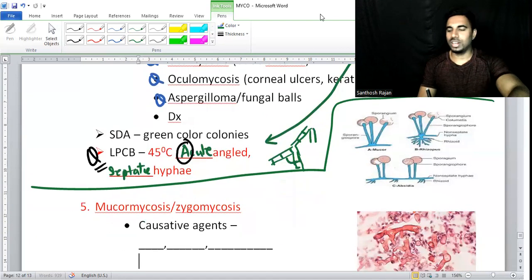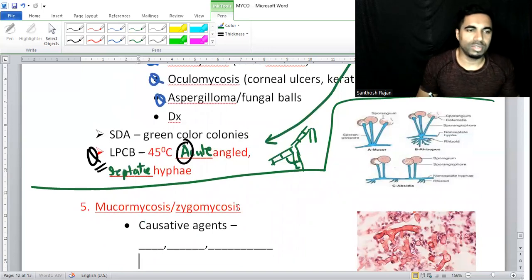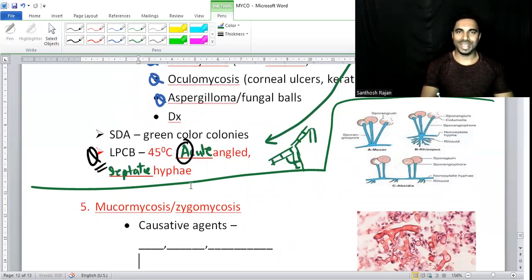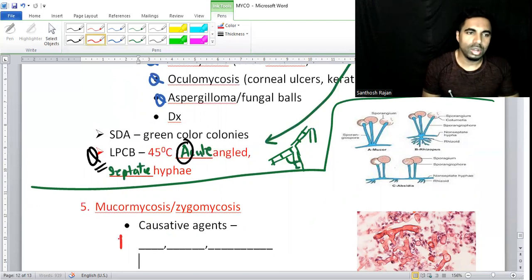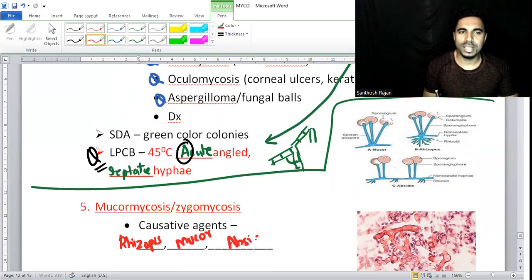Mucormycosis. One of the very, very dangerous ones during COVID time, if you remember. So mucormycosis, otherwise called zygomycosis. Now, what are the important things here? The causative agent: there are many, many species, but three important ones. One is your Rhizopus. Another one is your Mucor. Another one is your Absidia.